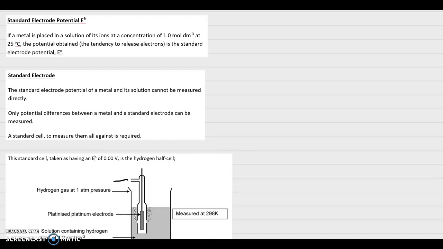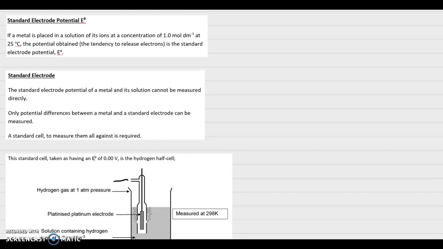Hello, welcome. This video is to teach you what is meant by standard electrode potential and how we can measure it. By making use of the standard electrode potential, we can know the potential difference between two metals. By using this, we can start to create our own battery. So, what is meant by standard electrode potential?